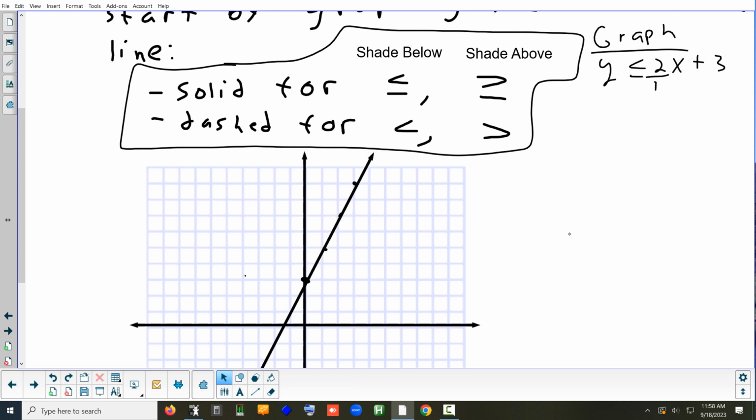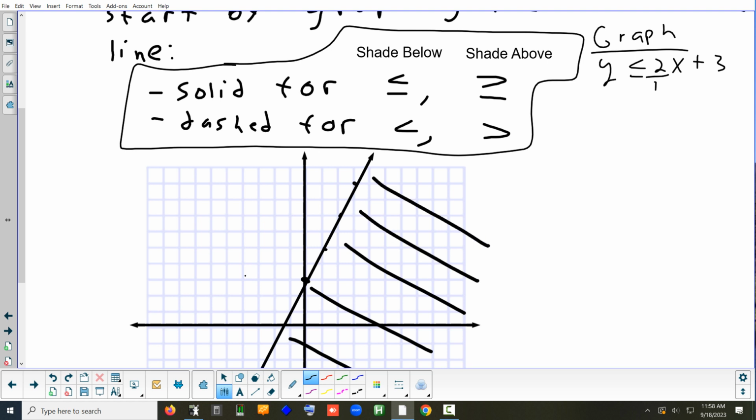And now, would we shade under the line or shade above the line? Below. Below, right? You're going to shade underneath. So when you shade, generally what I do is I just go like this. On Edgenuity, you'll just click and leave the color in the bottom or the top. And that's how you graph a linear inequality.